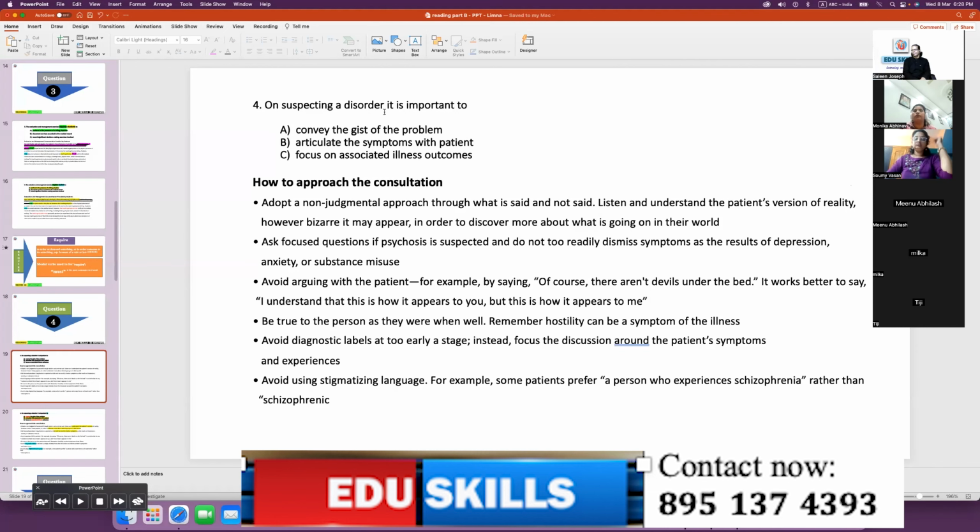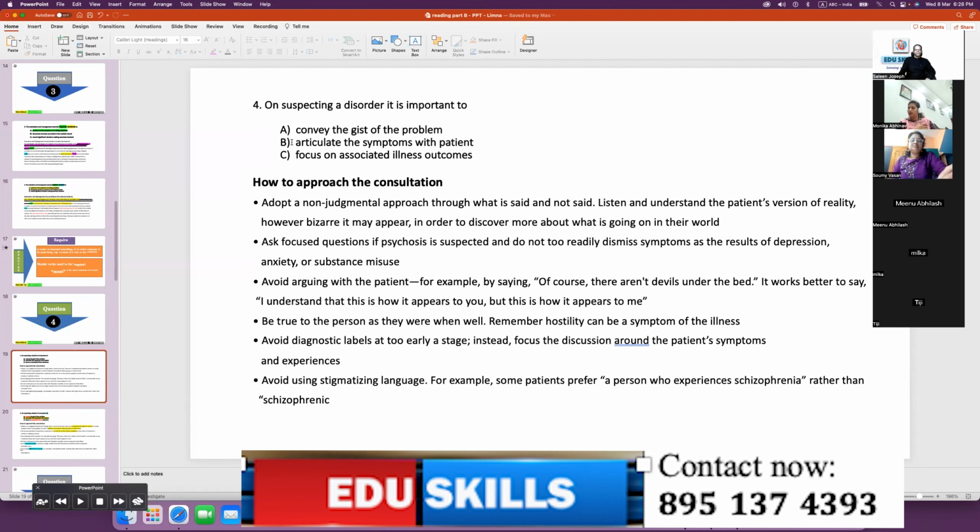For example, don't think of a nurse now. If you are a mother, now you are suspecting some problem with your child, some condition. So what are you supposed to do? Convey the gist of the problem to the child? Or articulate the symptoms with the child? Means ask the child, what do you feel? Do you have a headache? Do you feel body pain? Okay. Third one, focus on associated outcomes. If the child is having cancer, you'll have to go for chemo. Do you think of that in the beginning? No, Father.